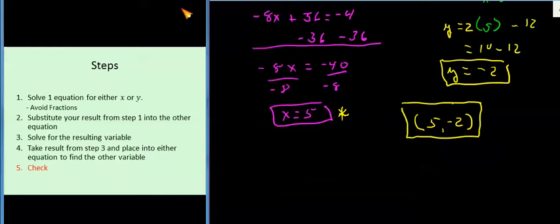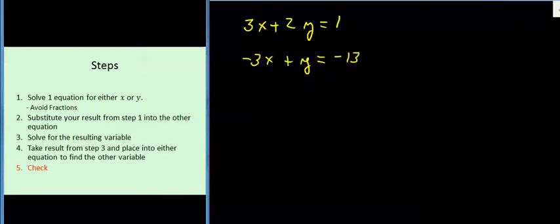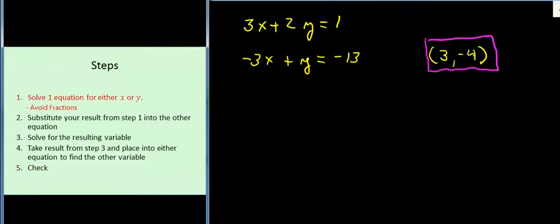All right, let's do one more. Here's our system. 3x plus 2y equals 1, and negative 3x plus y equals negative 13. What I want you to do is pause the video and try this on your own. When you get stuck, start up the video until you get to the point that you're stuck. All right, pause the video now and do the problem. All right, you should have gotten the ordered pair 3, negative 4 as a solution. Hopefully you did. Even if you did, watch the rest of the video and make sure you showed your work correctly.